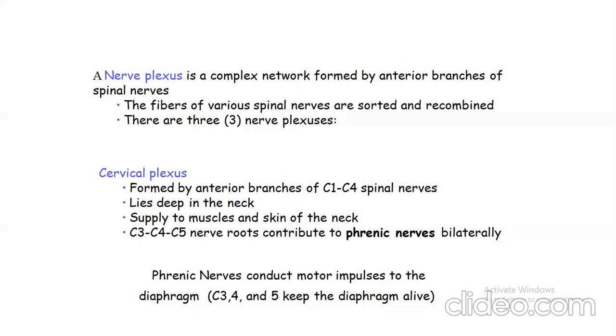Now a nerve plexus is a complex network formed by anterior branches of spinal nerves. The fibers of various spinal nerves are sorted and recombined. There are three nerve plexuses. First one is the cervical plexus. They are formed by anterior branches of C1 to C4 spinal nerves. Lies deep in the neck. Supply to muscles and skin of the neck. C3, C4, C5 nerve roots contribute to the phrenic nerve bilaterally. This phrenic nerve conducts motor impulses to the diaphragm.